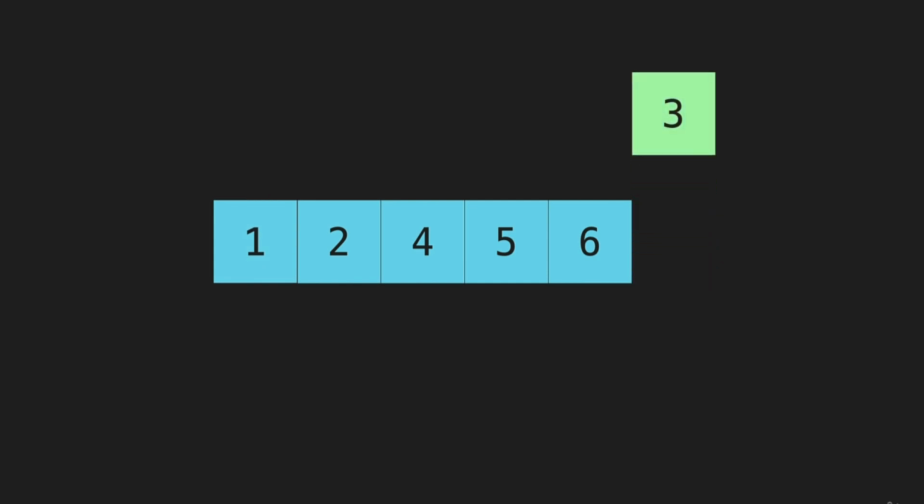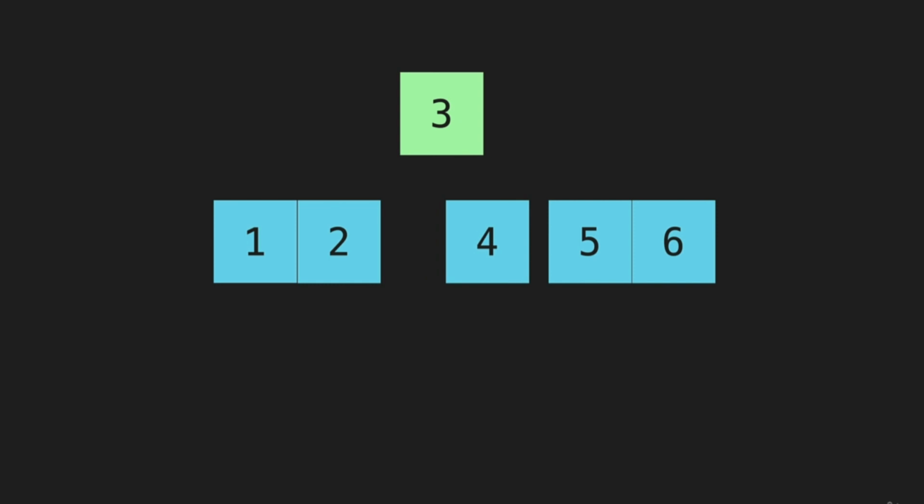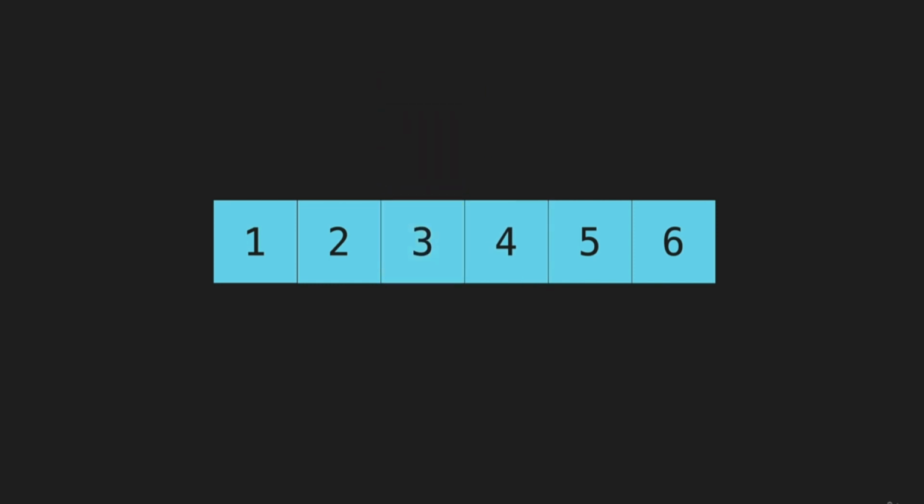And then one more item. This is less than the 6 and the 5 and the 4. And we drop that in there. And now they are all sorted, so I will color them green.